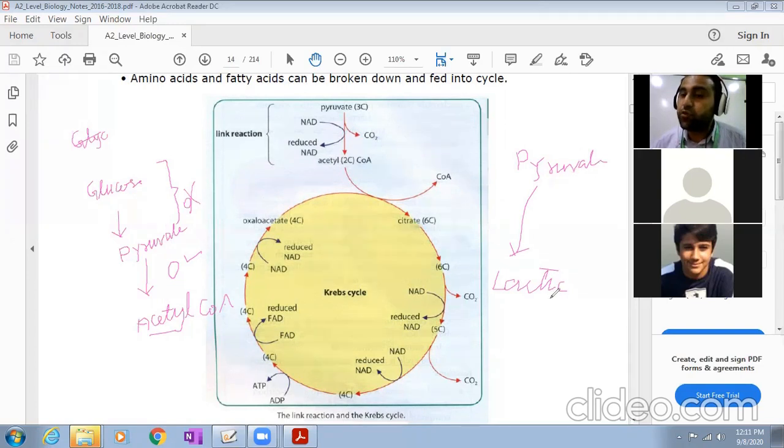So pyruvate will convert into lactic acid in humans or animals, while if it is yeast, it will convert into ethanol plus carbon dioxide, right? When lactic acid is formed and then oxygen is available to the body again, does it go and convert to acetyl-CoA again? If oxygen is available later on, you know, like when talking about oxygen debt, this lactic acid will convert back to pyruvate, and that pyruvate will convert back to acetyl-CoA. Is it clear? Because this reaction is reversible.